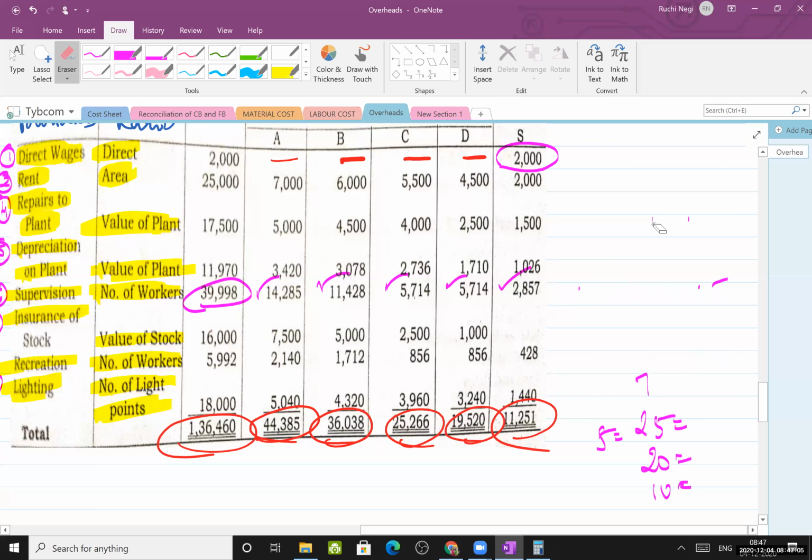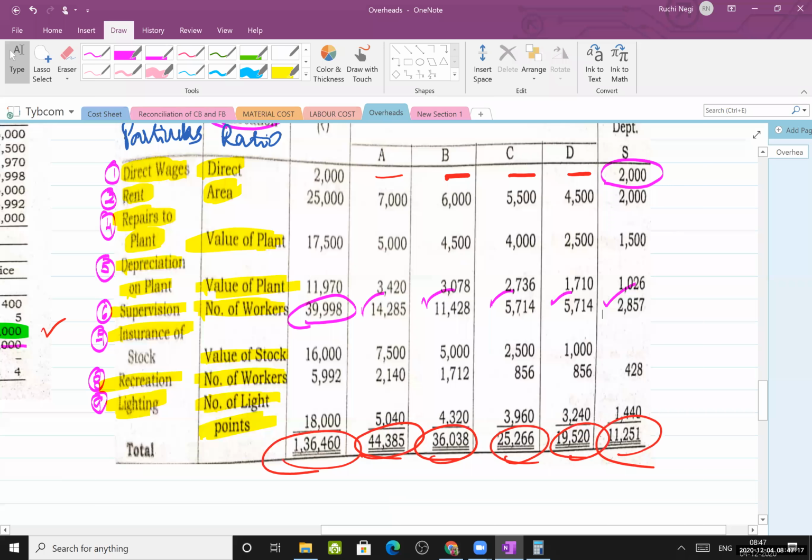These are the way outs. We have already done all these things in a cost sheet. The shortcut way I taught you. Okay, we are just applying the same here as well.